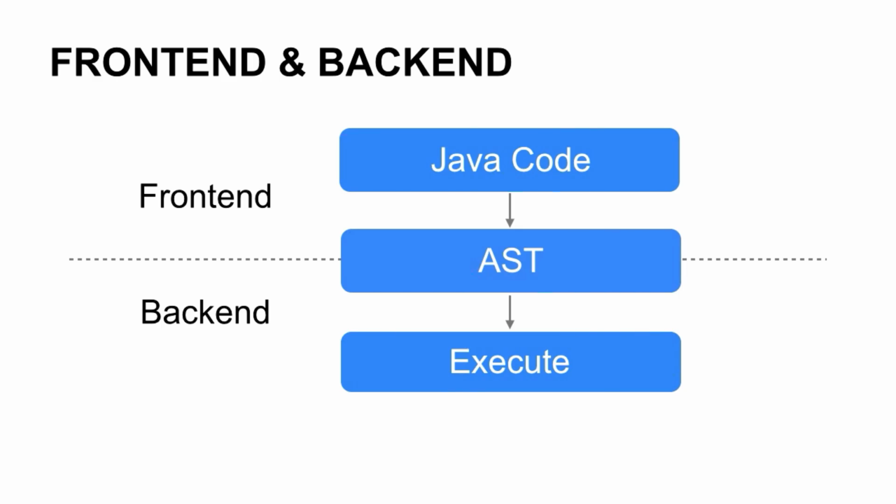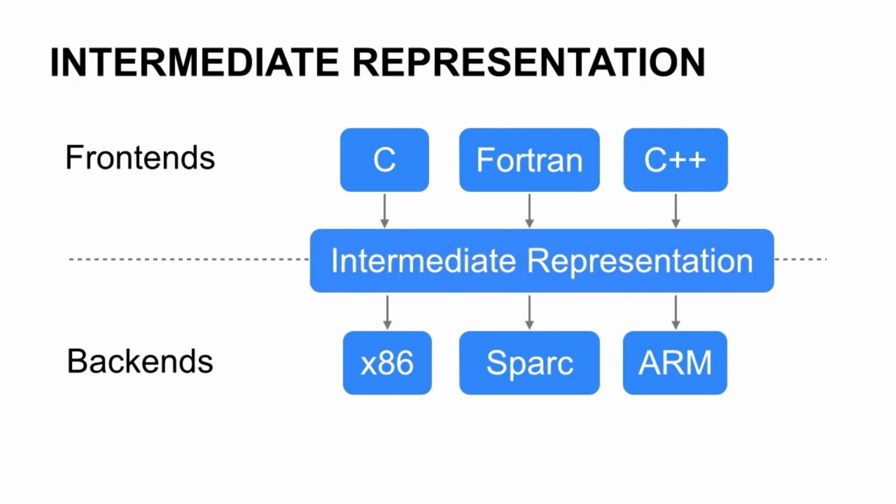And we actually separate the compiler into a front end and a back end. And by separating the compiler into a front end and a back end, we can actually do something rather cool. You might have wondered, how many compilers do we have to write? If we wanted to make a C compiler for x86, and a C compiler for Spark, and a C compiler for ARM, do we have to write 3 different compilers? And then do we have to write 3 more compilers for Fortran, and 3 more compilers for C++?